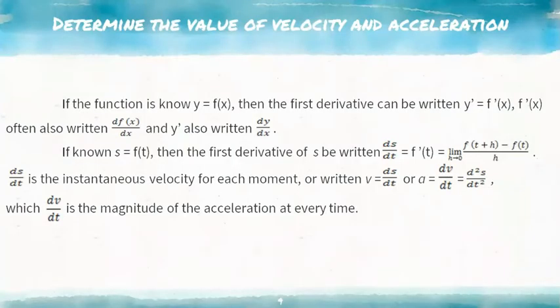Determine the value of velocity and acceleration. If the function is known, y equals f of x, then the first derivative can be written y prime is equal to f prime of x. f prime of x is often also written df(x) divided by dx, and y prime is written dy divided by dx.